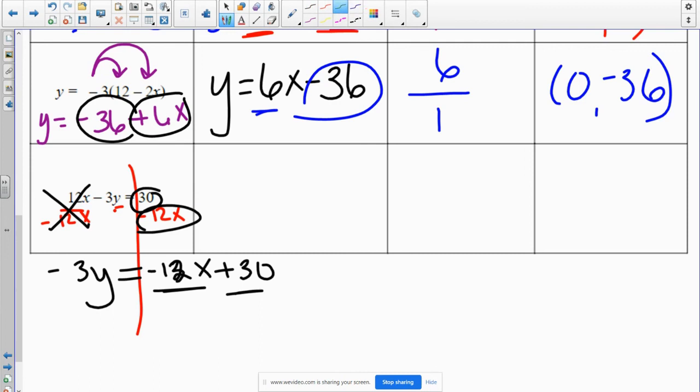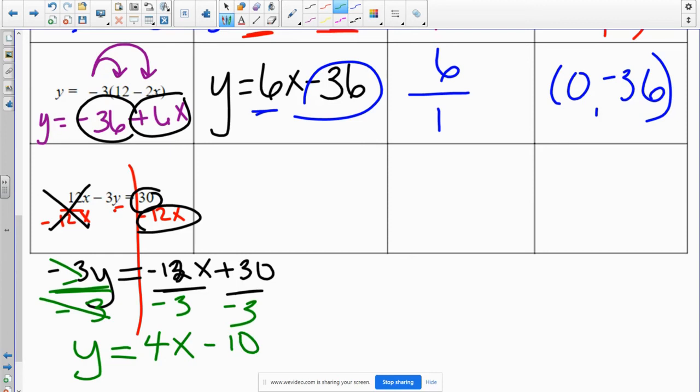Now, I can't quit yet because this little y is still being bothered by negative 3. So since this is multiplication, remember I told you the slope, it's not a slope though, the coefficient times the y is multiplication, you're going to have to do the inverse, which is to divide. So I have to divide by a negative 3 to all these terms. So negative 3 divided by negative 3 leaves me with 1y. That's what we've been waiting for. Negative 12x divided by negative 3 actually ends up with a positive slope of 4x. And then positive 30 divided by negative 3 leaves me with the lovely negative 10.